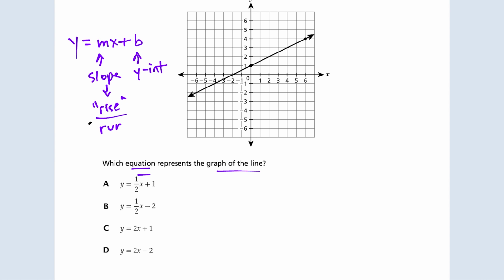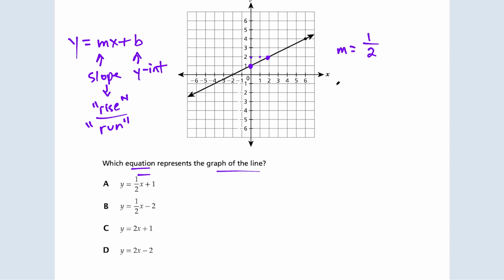I could use the formula that I wrote before, m equals y2 minus y1 over x2 minus x1, or I could just take this point here and count the number of boxes I have to rise and run to get from one point to the next. Notice I have to rise 1 unit, so I'm going to rise 1 and run 2 units like this. So my rise over run is 1/2.